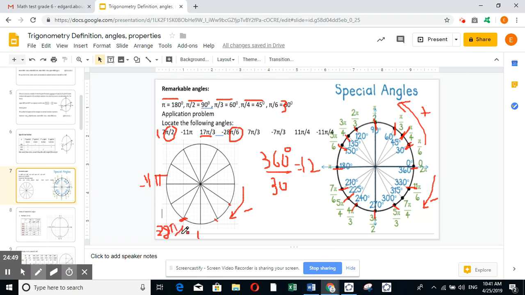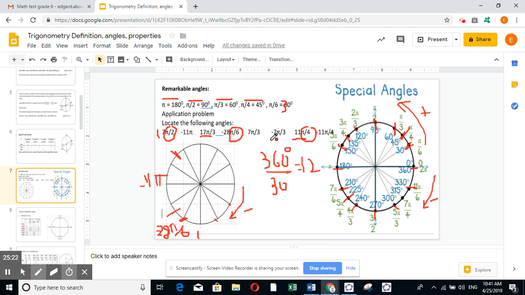Now I want 11 pi over 4. Pi over 4 is 45. So in a circle you have 8 45s. Pi over 4 is 45. So in the quadrant you have 2, 2, 4, 6, 8, 10. This is 11 pi over 4 in the middle. I want minus 11: minus 2, minus 4, minus 6, minus 8, minus 10, here minus 11 pi over 4.